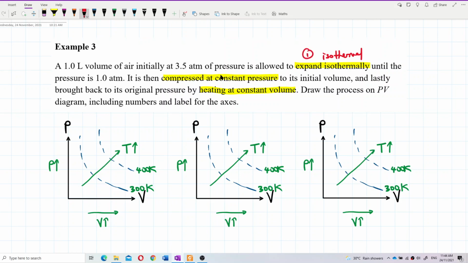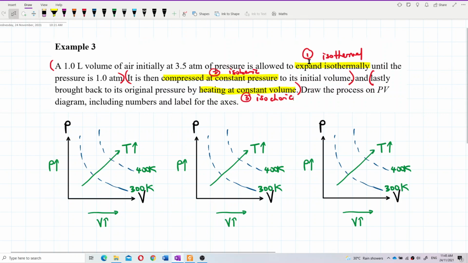And this is the first one. The second one, constant pressure, is an isobaric process. And the third one, constant volume, is isochoric. So this is the first process, this is the second process, and this is the third process. Okay, so now how to combine all these graphs? You need to draw a pressure volume diagram like this one, including all the numbers and labels.